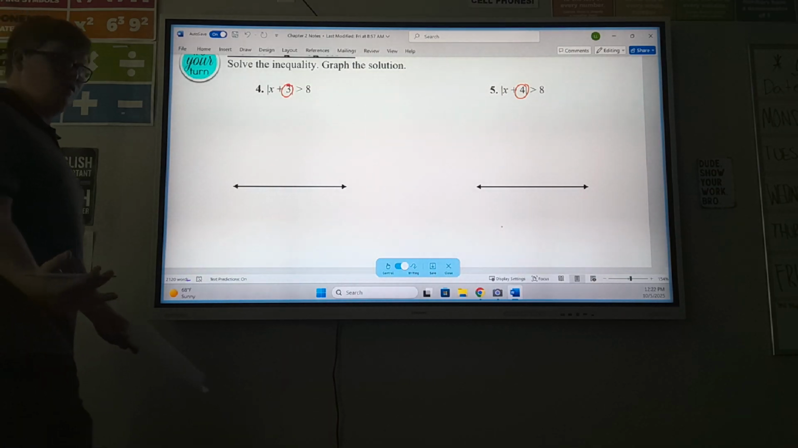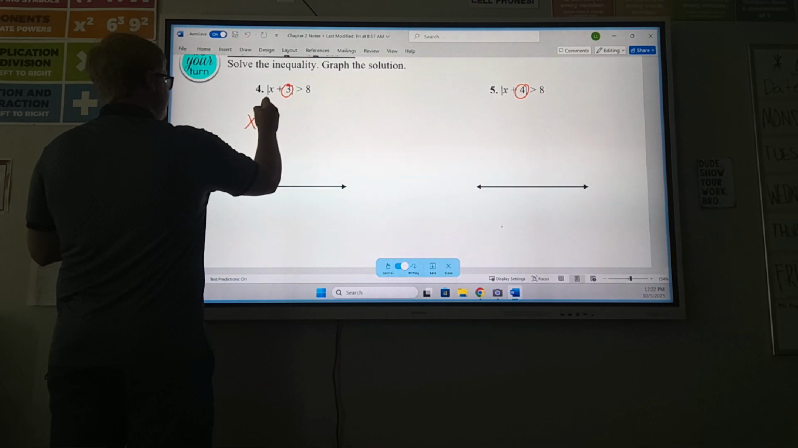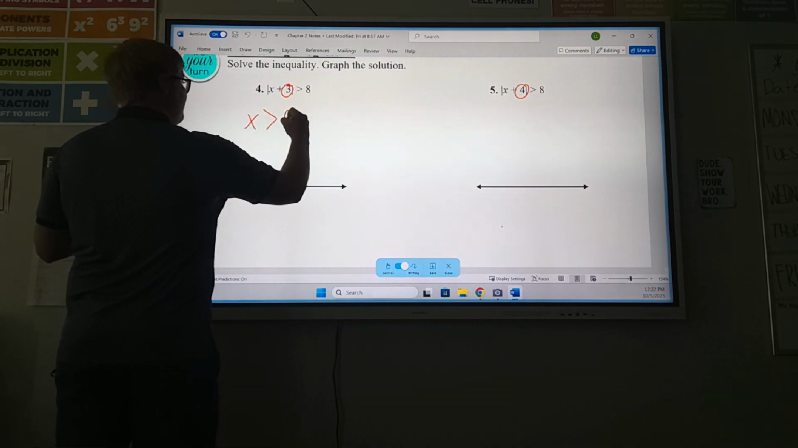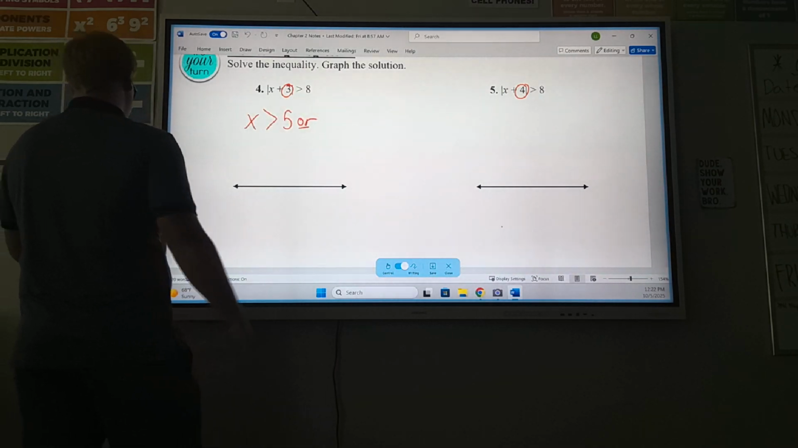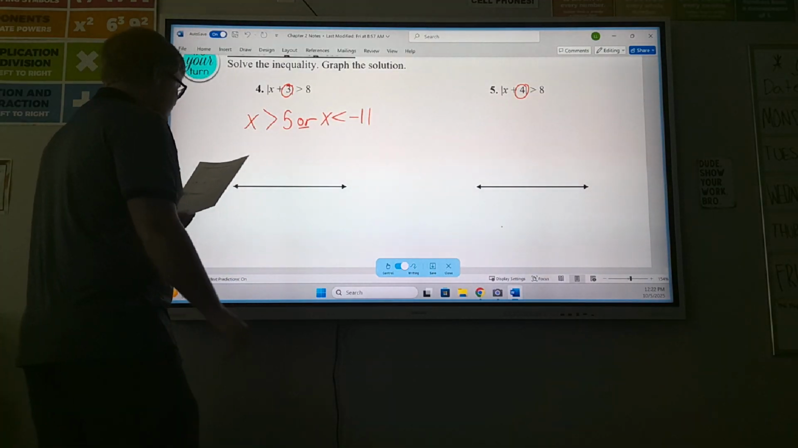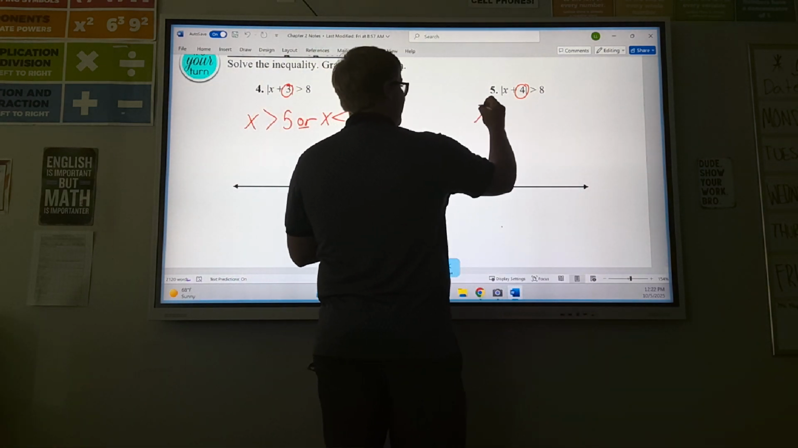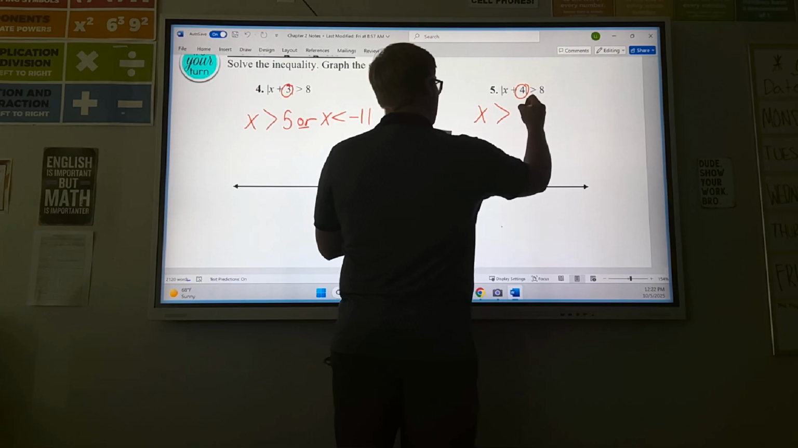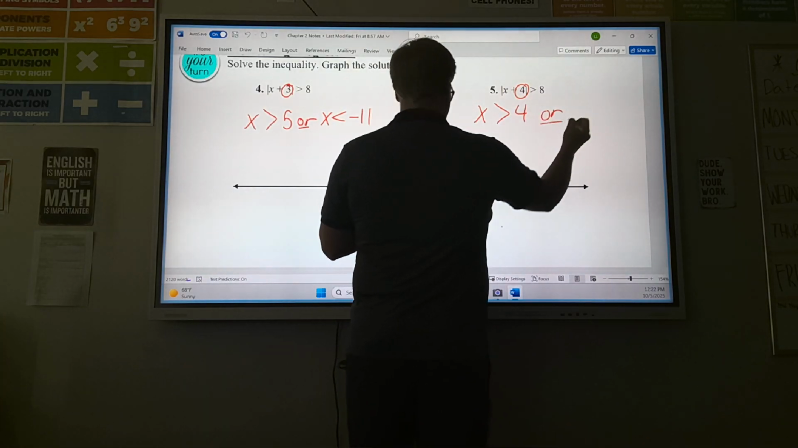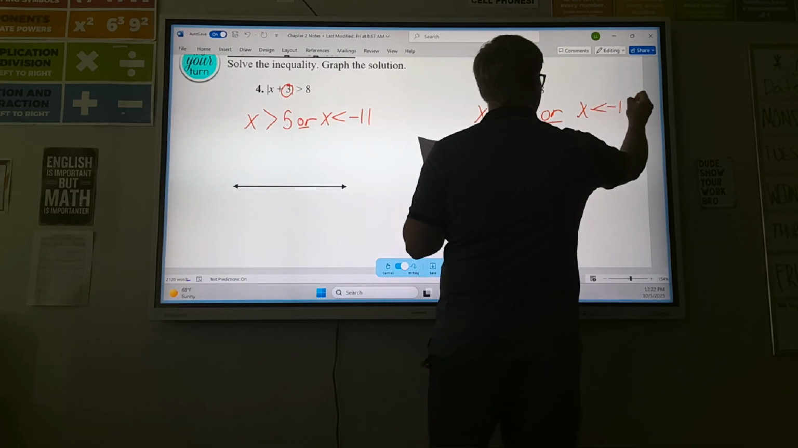Okay, the answers, 4 and 5. For 4, it's going to be x is greater than 5, or x is less than a negative 11. Okay, for number 5, we have x is greater than 4, or x is less than a negative 12.